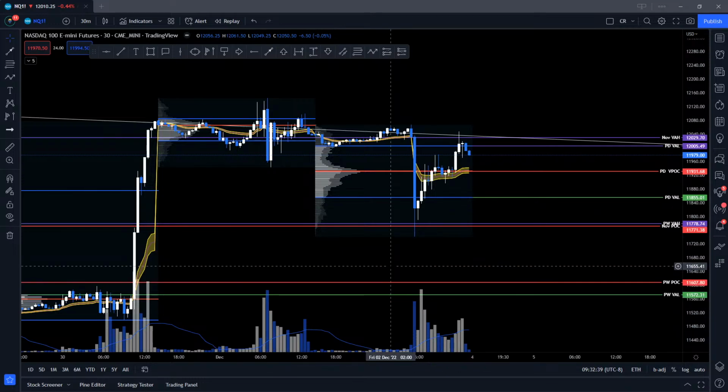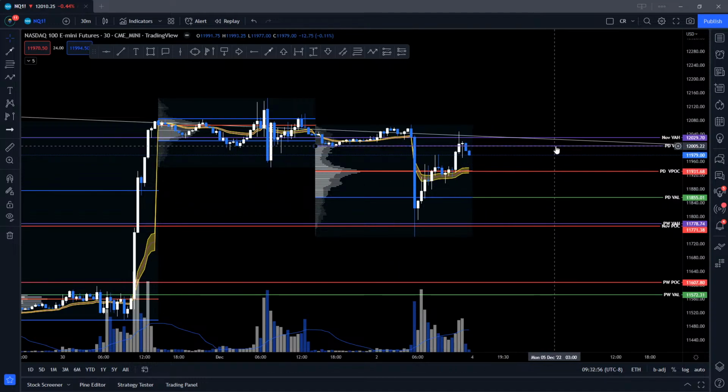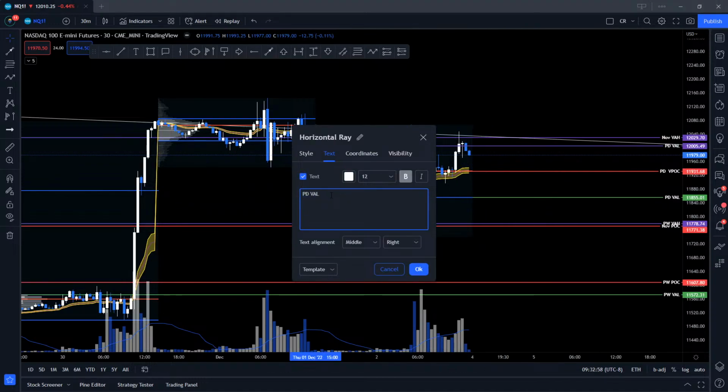Any questions on NQ? Hector, I got one wrong. Previous day value area low should be the previous day value area high. I certainly did. Thank you. So tired.